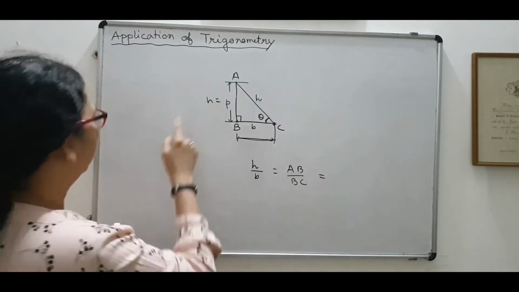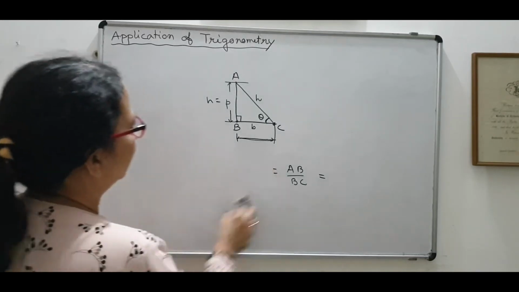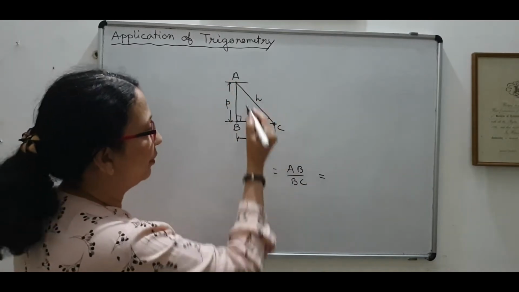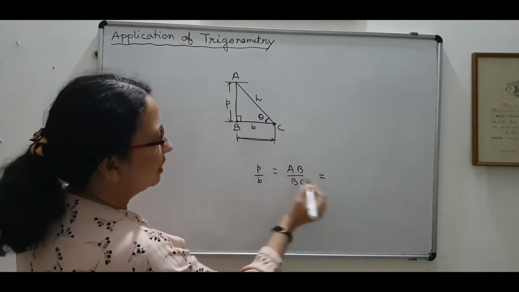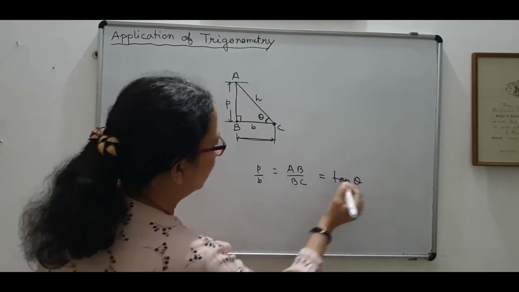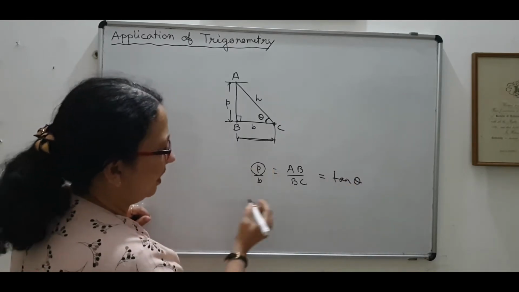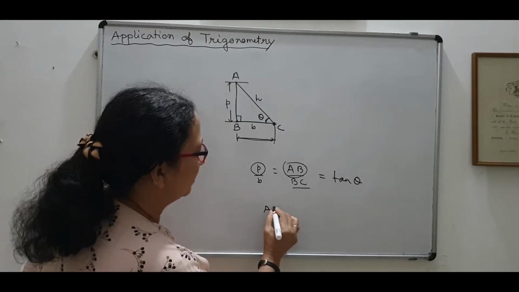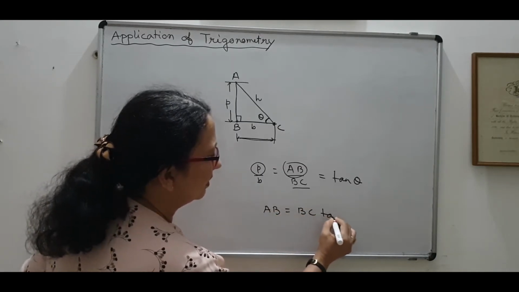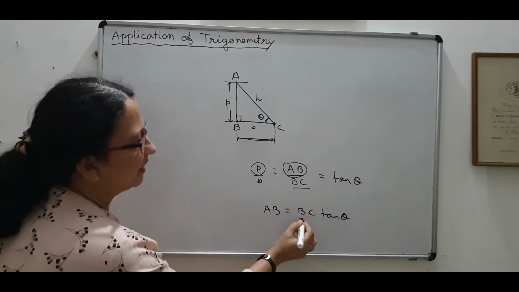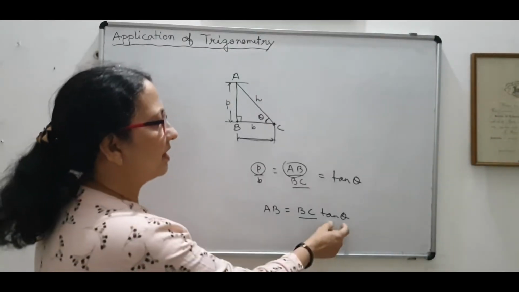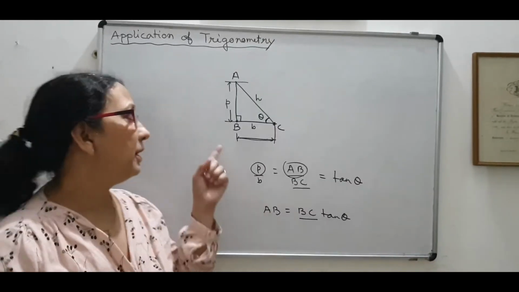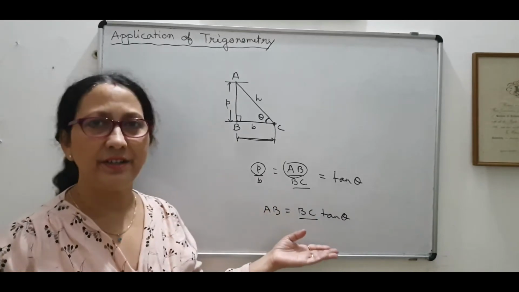So the height of this building, let me write it so you are not confused, is nothing but the perpendicular of this triangle formed. So it is perpendicular by base, so it will be tan of theta. This P is our height of the building. So I can write AB is equal to BC into tan theta. I can measure BC, and I can measure theta with the help of a theodolite. So I can measure the height of this tower or building indirectly with the help of trigonometry.